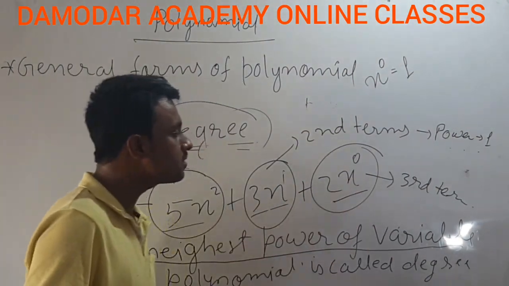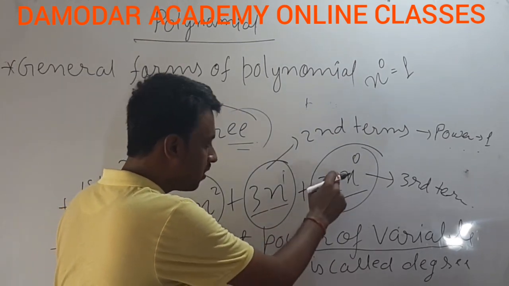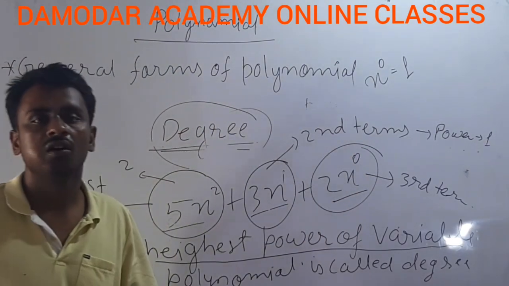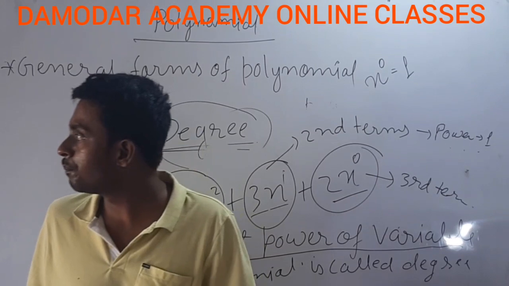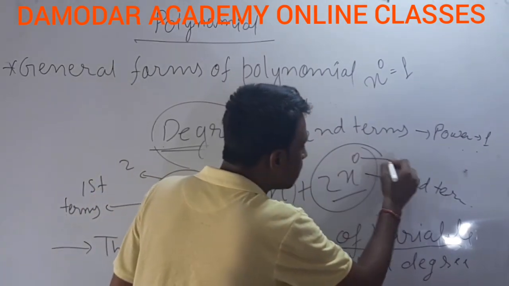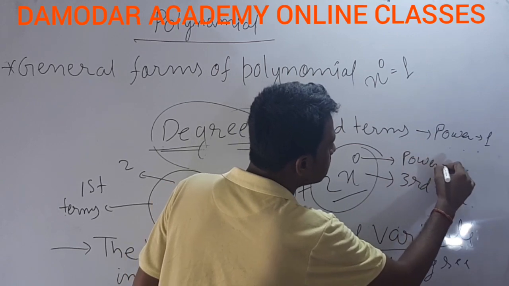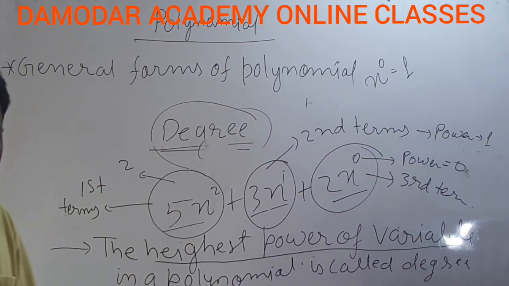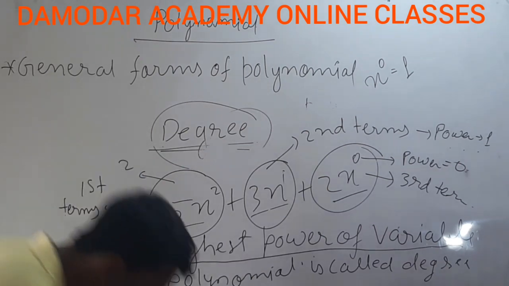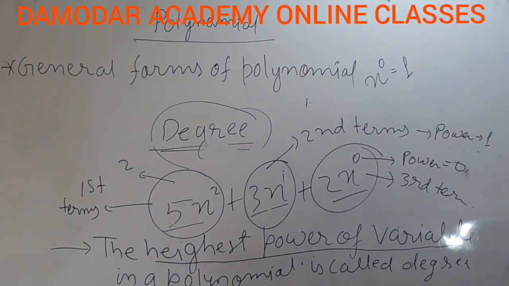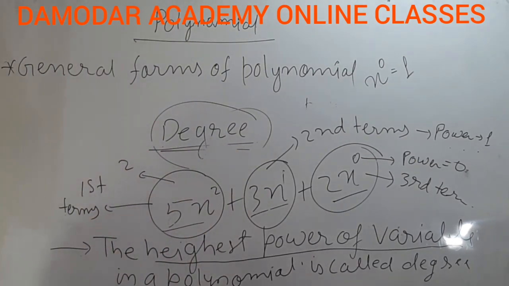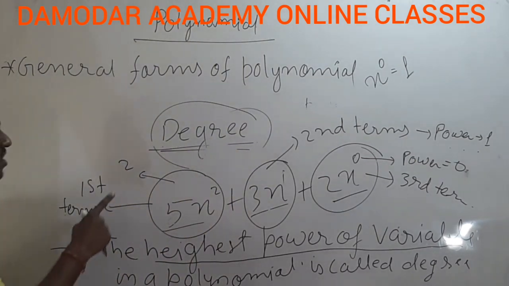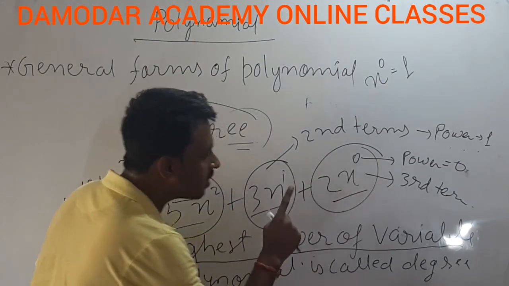In the case of the third term, what is written? 2 into x raised to the power 0. And what is the power of this variable? For the third term, the power of the variable is 0. Okay? Now, what do we have to do? We will compare the power of each term. The next step is to compare the power of each term.